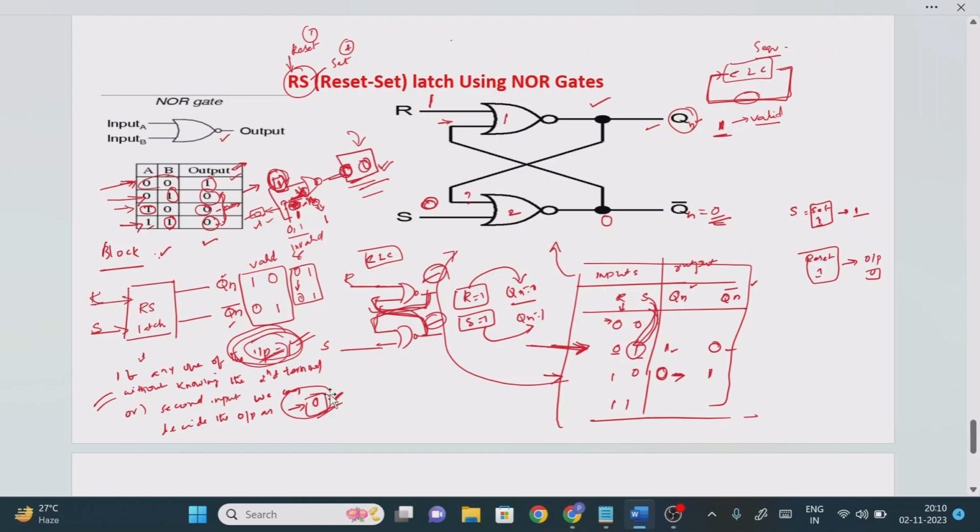So what is the output value? 0, right? The same value here I am going to write down. So what is the current output value of Qn? 0, right? So this value equal to 0, right?